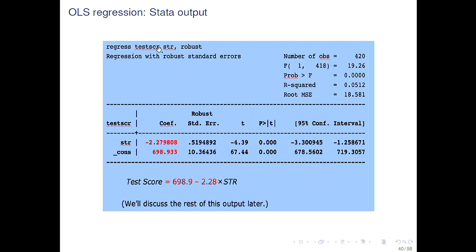The first variable is the left-hand side variable, the dependent variable. And the second variable, or if you have more variables, you need to list all those regressors after the dependent variable. So test score, and STR is student-teacher ratio. And after a comma, we put robust.